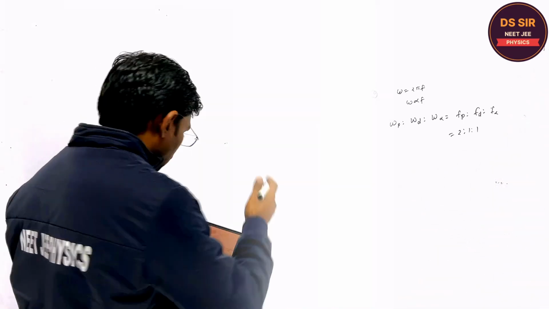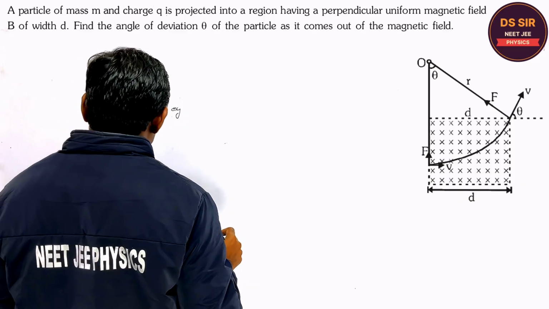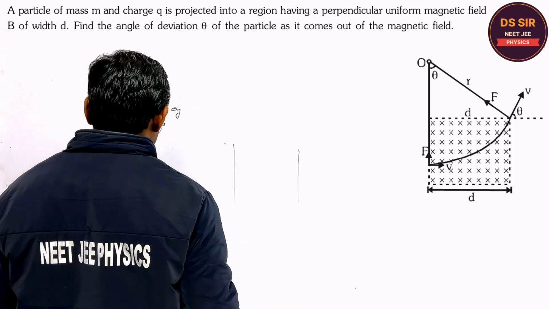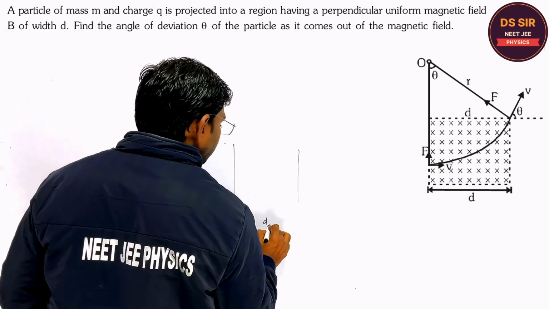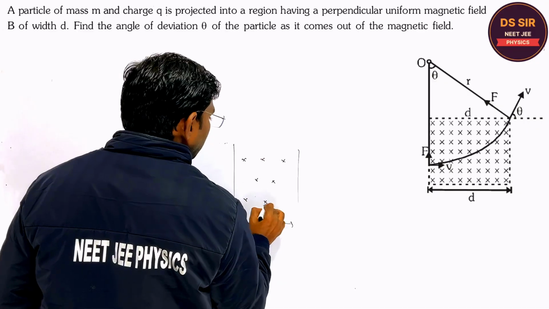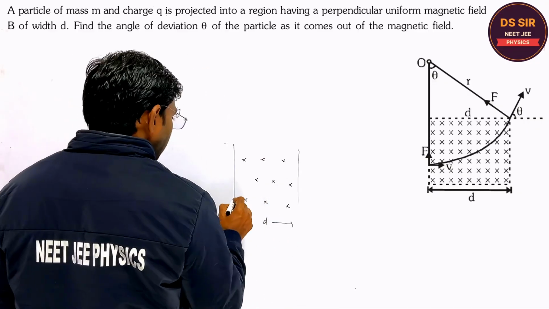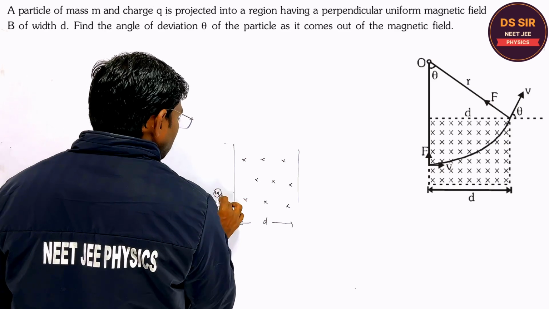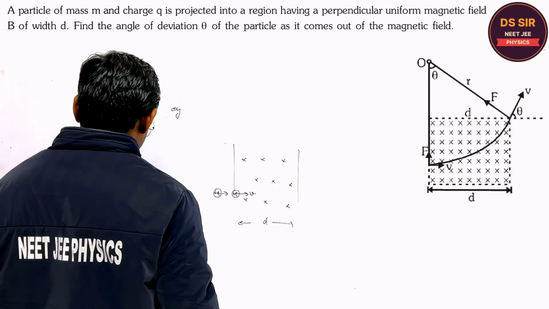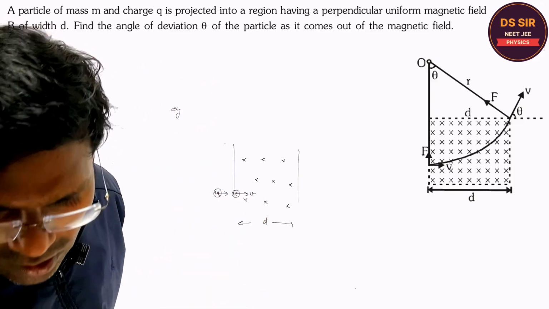Copy this. So read this question. In this question, a particle of mass m, charge q is projected in a region of perpendicular magnetic field B and width d. This is the perpendicular magnetic field and its width is d. And if this is the charged particle, suppose plus q is moving like this, it enters the magnetic field. Now it is deviated. Listen to one thing.